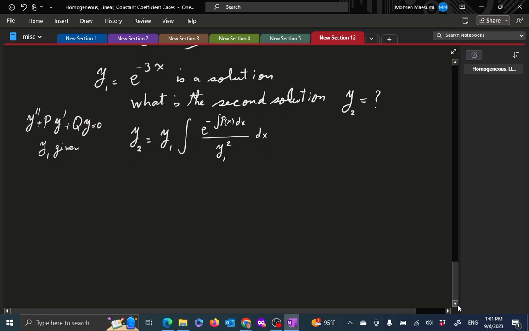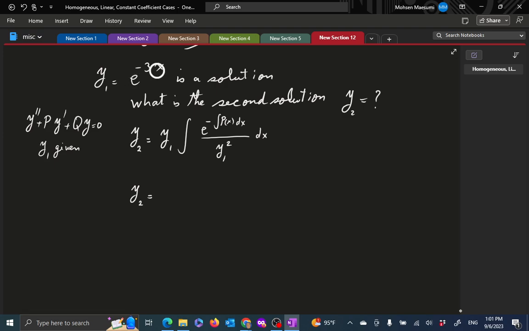Now I leave it for you just to apply this formula, just what we had last time. And you are going to see, for all of these cases, after you go through this process, that your y2 is simply an x multiple of the first one. We write our formula, do the integration twice. All of this turns out to be just 1. The integral of that turns out to be x, and your y2 is just x times exponential of minus 3x.